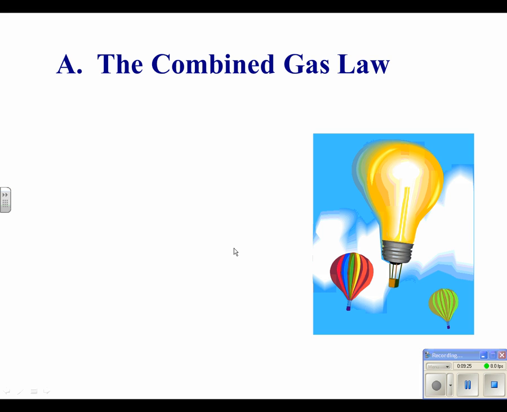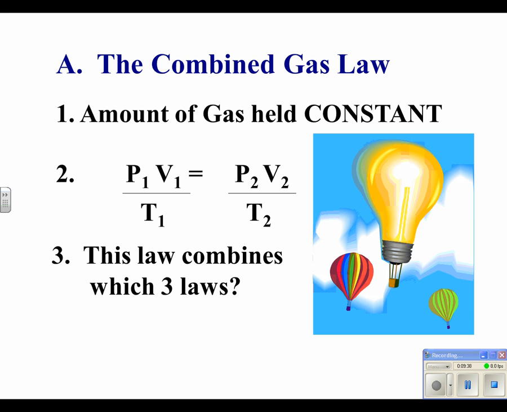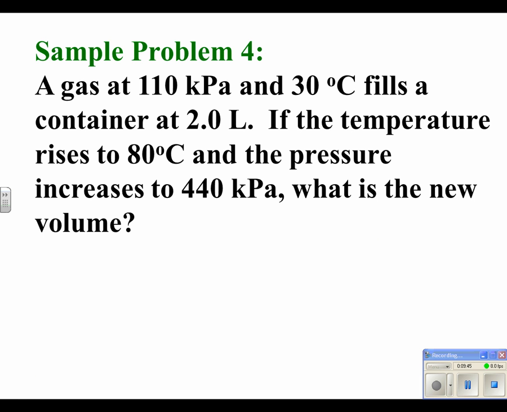Combined gas law. So we've got gas laws that relate pressure and volume, volume and temperature, pressure and temperature. If we keep the amount constant, we should be able to combine all three laws into the combined gas law. This law combines Charles', Boyle's, and Gay-Lussac's laws. This problem: 110 kilopascals, 30 degrees, 2 liters, 80 degrees. This is the pressure. What's the new volume?